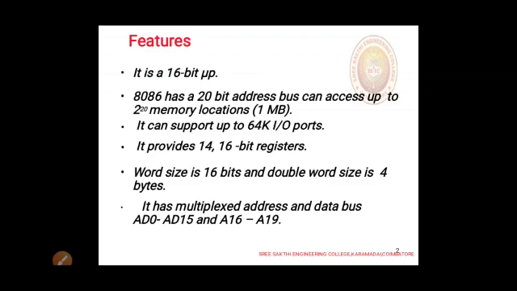8086 has a 20-bit address bus and it can access up to 1 MB of memory locations. It can support 64 KB of input and output ports. Actually, it has 4 ports, input and output ports. It provides 14 16-bit registers. Word size is 16 bits and double word size is 4 bytes. It has a multiplexed address and data line. The multiplexed address and data lines are AD0 to AD15, and the address lines are A16 to A19.